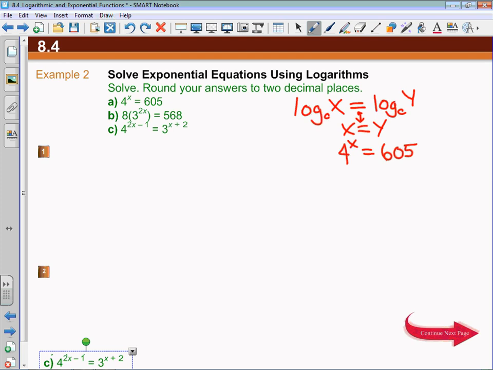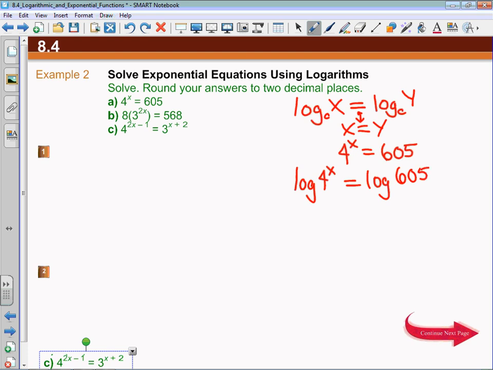Now, that makes it easy to solve a specific way, which would be to introduce a log base 4. If you introduce log base 4 on both sides, you just get that x is equal to log base 4 of 605, which is the answer. But I think a better technique is to introduce a log base 10, because log base 10 is doable on any scientific calculator. If I introduce a log base 10, what I get is that the log base 10 of 4 to the power of x is equal to the log base 10 of 605.